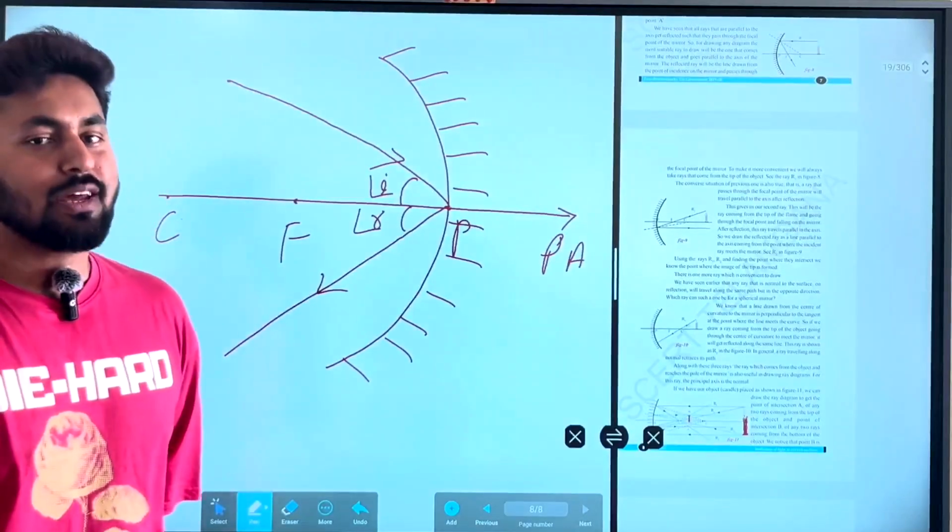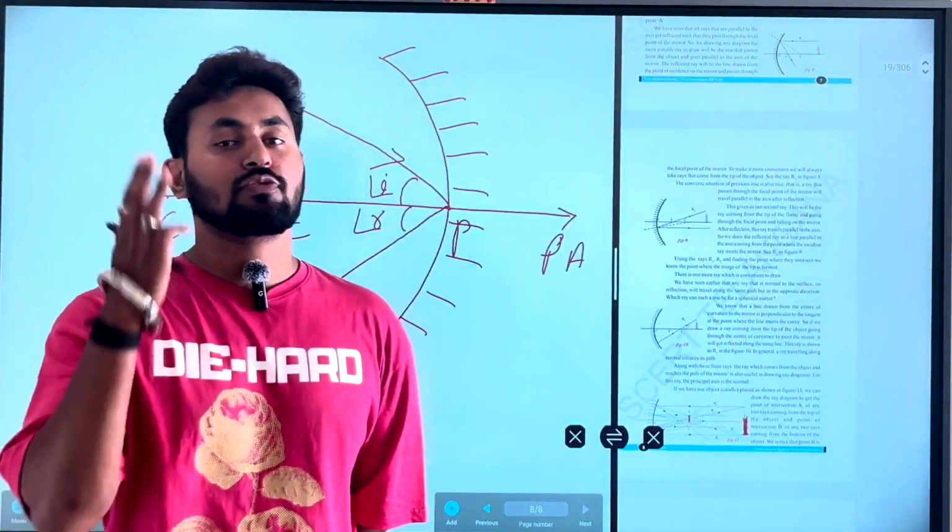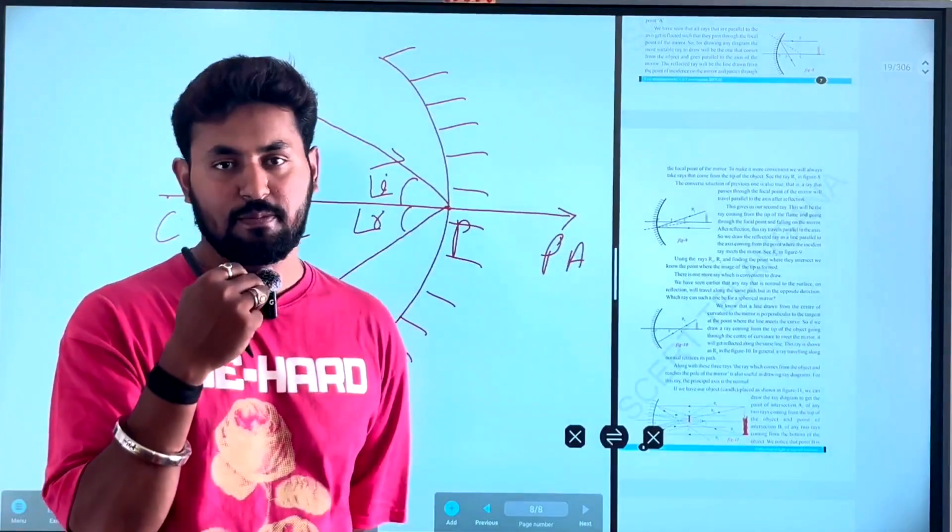But while drawing the ray diagram, we use only the first three rules that we have.